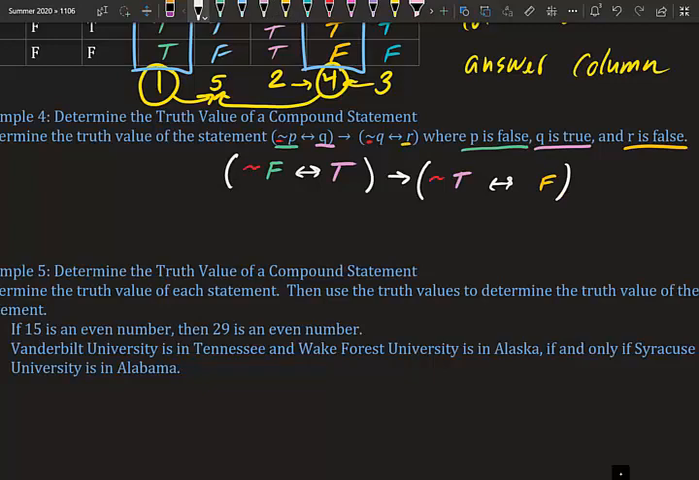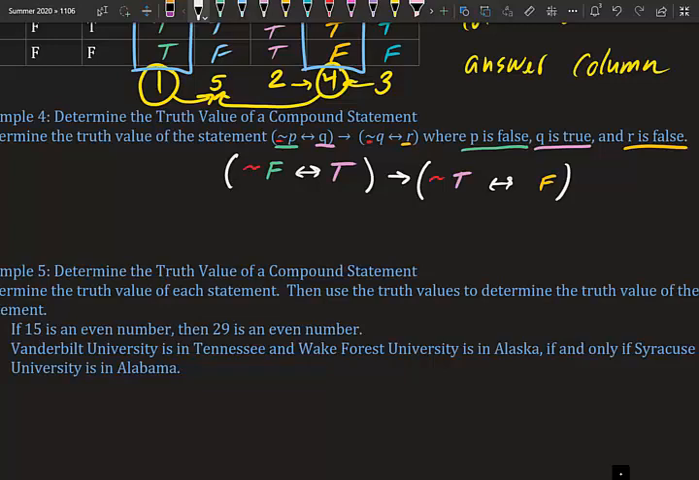So we're plugging in what P, Q, and R stand for. So whether it be F or T, it's telling us. And then we fill it in as we go. So we're just replacing the letter with its truth value, exactly the way it is.